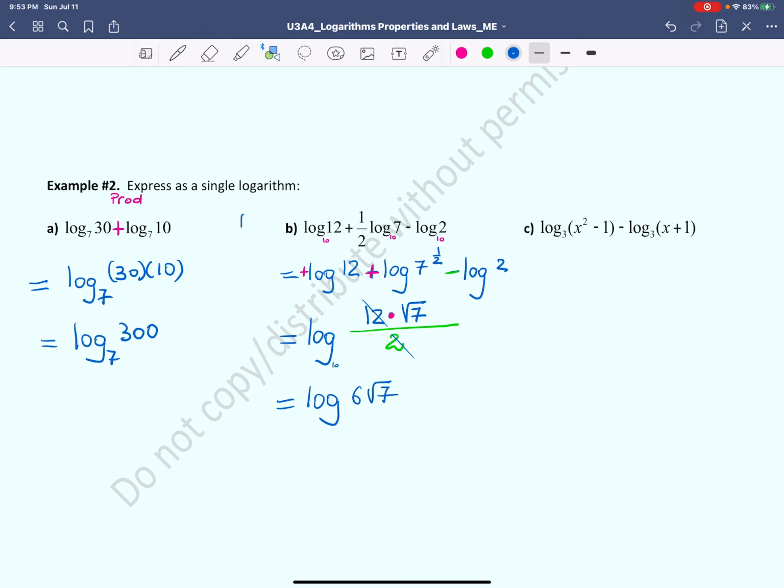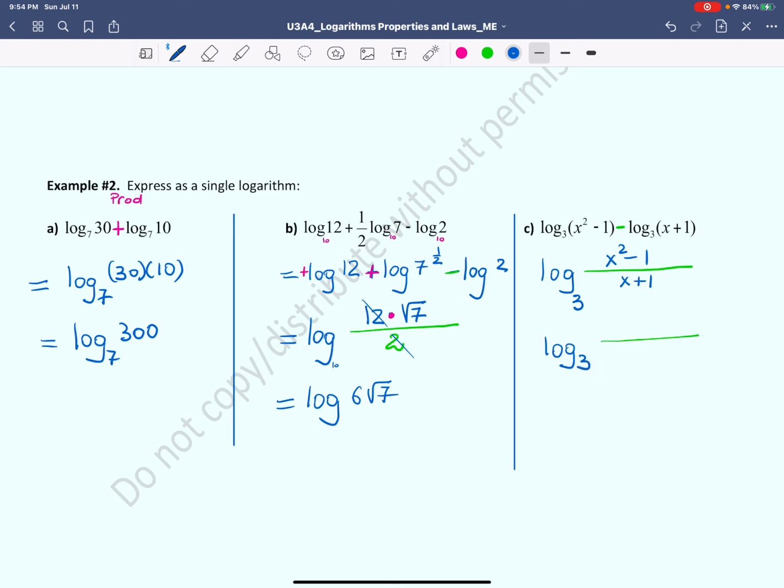That's it. Next question. We have log with base 3 of x squared minus 1 minus log with base 3 of x plus 1. So I have a base 3 in both of them. I have a minus, so that means a fraction. And whichever log was with a minus will come to the denominator plus the numerator. So we'll say log with base 3. Wait a second, I think I can simplify this. We have x plus 1, x minus 1 over x plus 1, which equals log with base 3 of x minus 1.